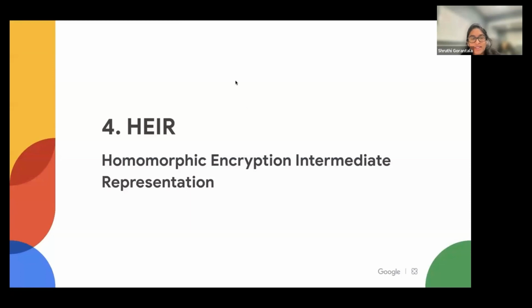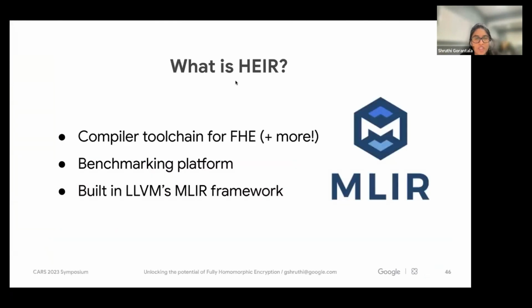So we started the effort called HEIR, which is Homomorphic Encryption Intermediate Representation. I'm going to give you a small glimpse of what HEIR is and then leave you with questions. HEIR is a compiler toolchain for FHE and more. It's also a benchmarking platform, so it allows you to benchmark across operations, across hardware, across many levels. And I'll talk about that in a minute.